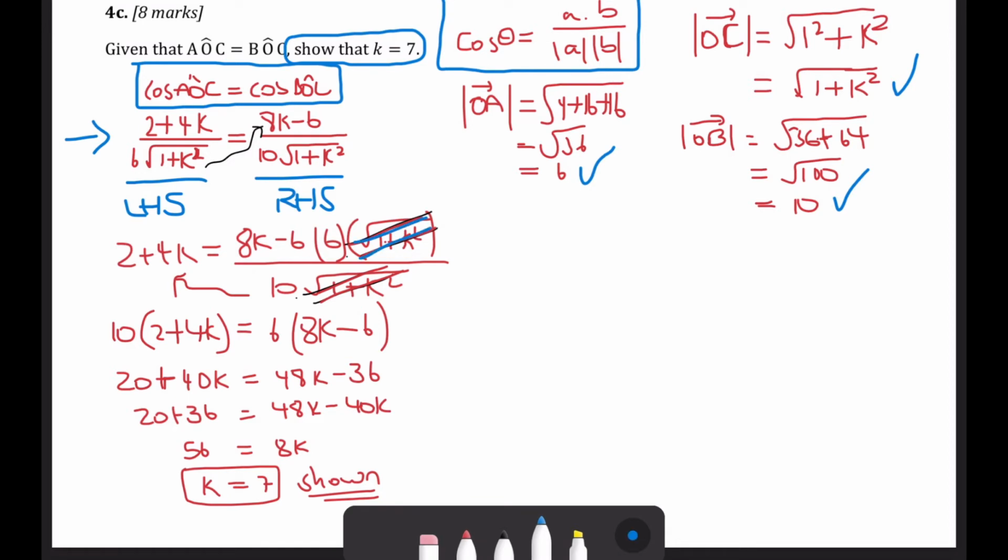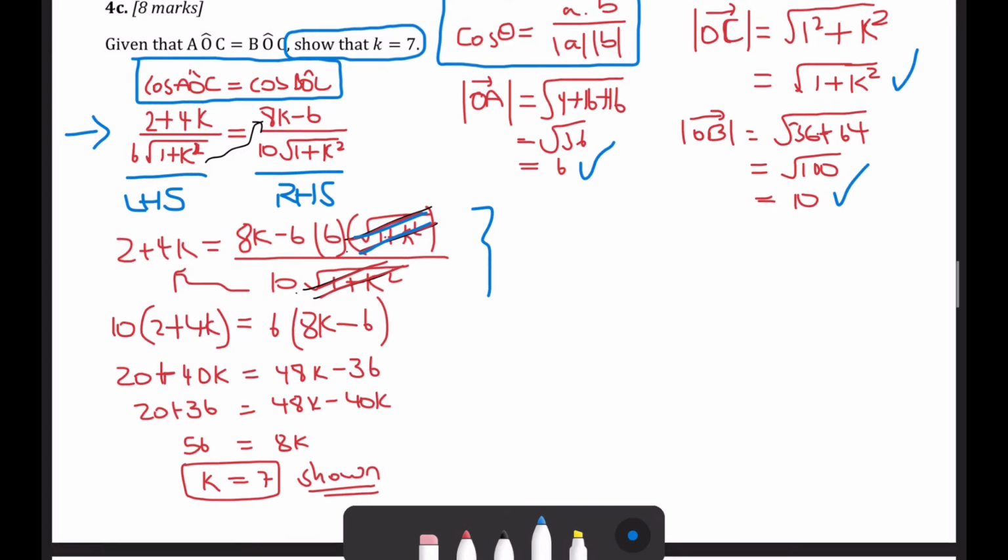And I think it might have been Lou who managed to get to this bit, but then she just didn't rearrange correctly. So that is that proven, showing that k is equal to 7.